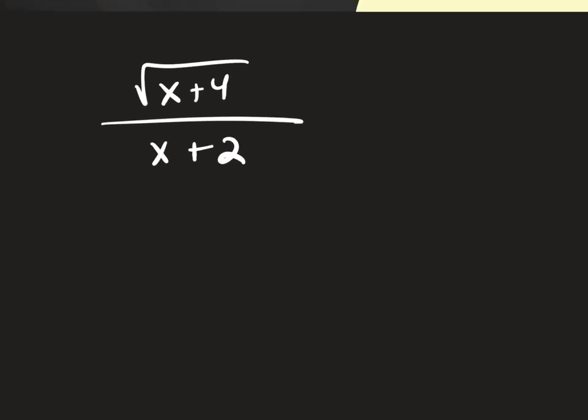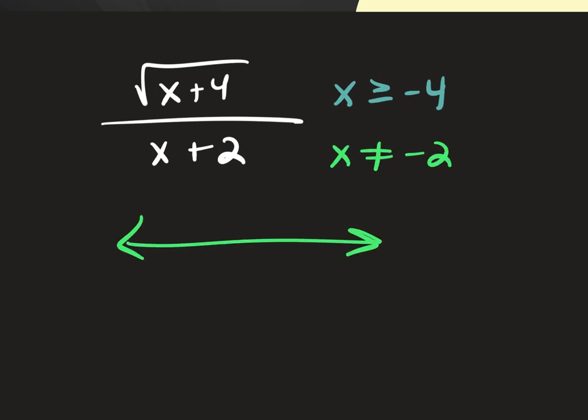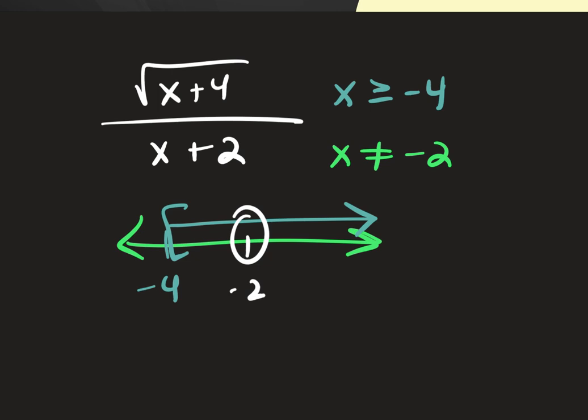It'd have to be greater than or equal to -4, right? X would have to be greater than or equal to -4. But my denominator says what? It couldn't be -2. So if I put that on a number line, then it's from -4 bracket to positive infinity, but it can't be -2. So there'd be like a hole or an open dot at -2.